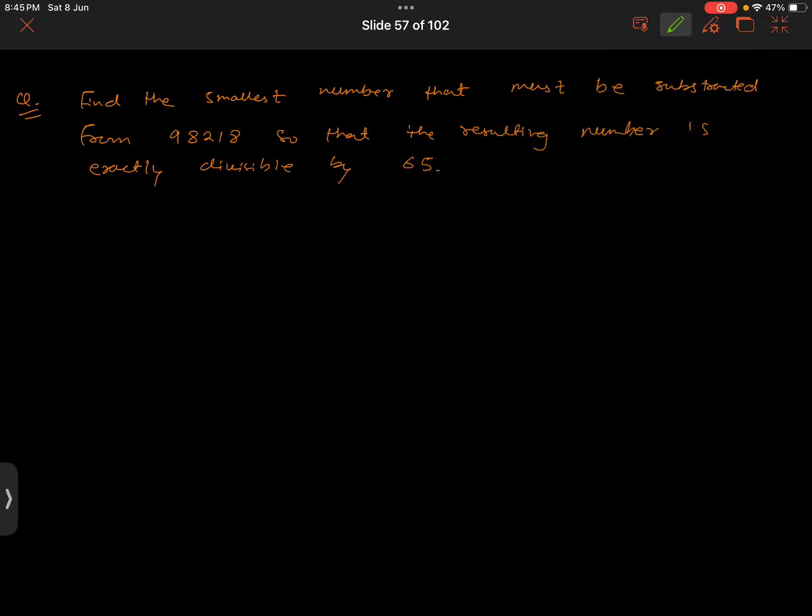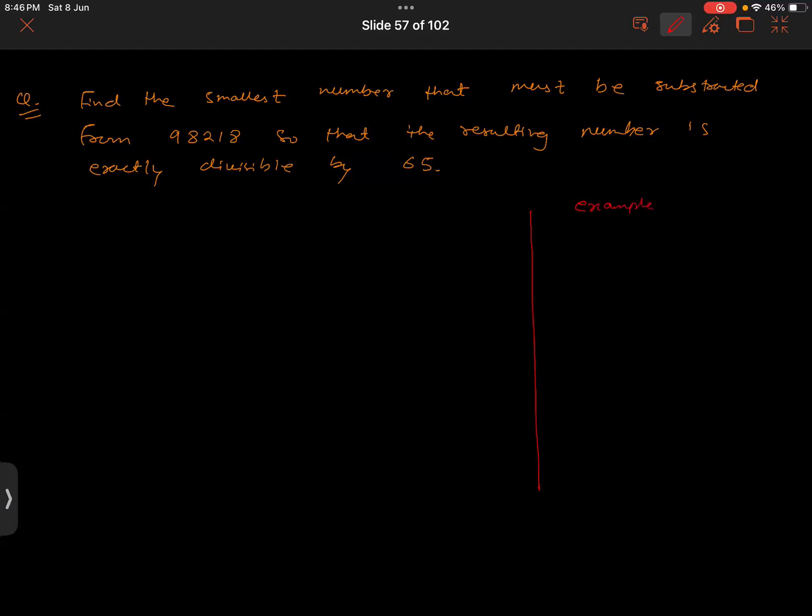So the question says you have to find the smallest number that must be subtracted from 98,218 so that the resulting number is exactly divisible by 65. Have you understood the question? Let's discuss some examples, then we will come back to this question.